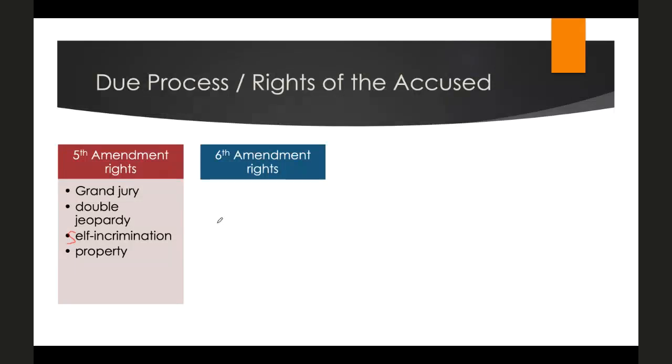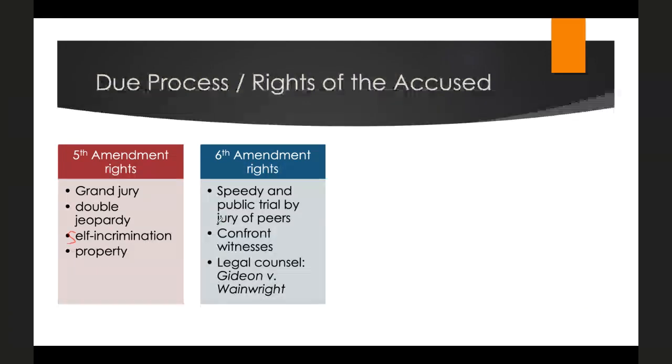Now, if the Fifth Amendment focuses on the rights of the accused and how you can be charged with a crime, the Sixth Amendment focuses on questions of how trials should be conducted. It states, in all criminal prosecutions, the accused shall enjoy the right to a speedy and public trial by an impartial jury of the state and district wherein the crime shall have been committed, which district shall have been previously ascertained by law, and to be informed of the nature and the cause of the accusation, to be confronted with witnesses against him, to have compulsory process for obtaining witnesses in his favor, and to have the assistance of counsel for his defense.